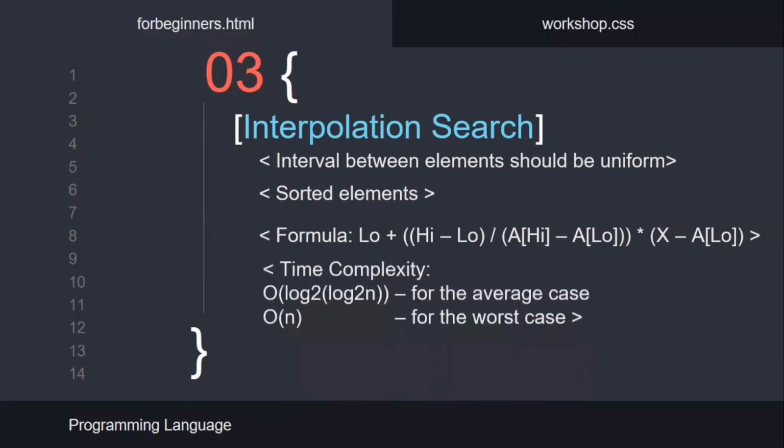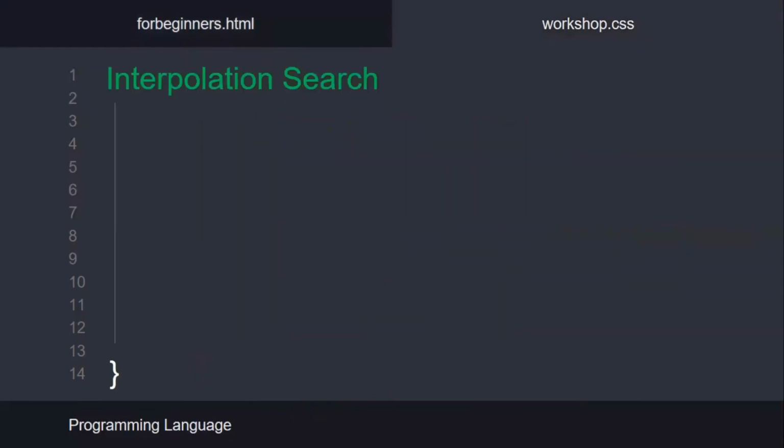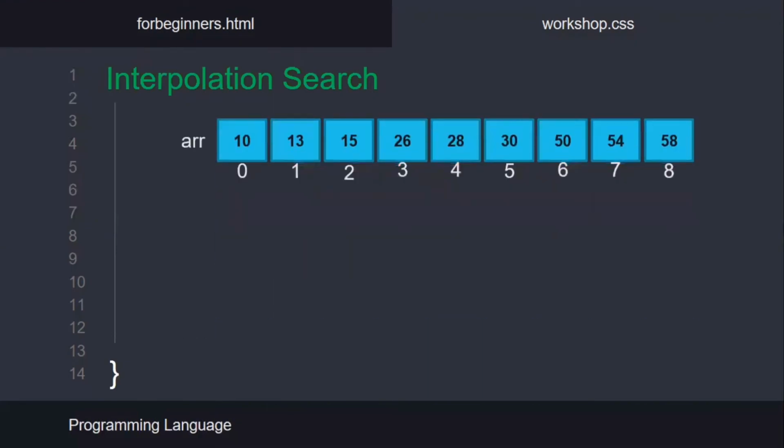So next, the time complexity. So uppercase O of log log n. So this is the average case. And for the worst case is uppercase O of n. Now, let's explain interpolation search with the help of an example. So here, we have an array.